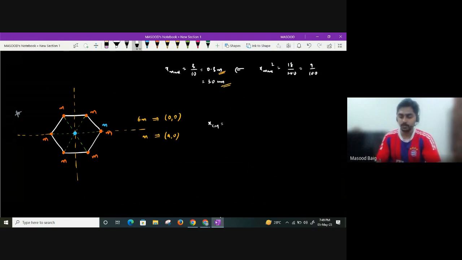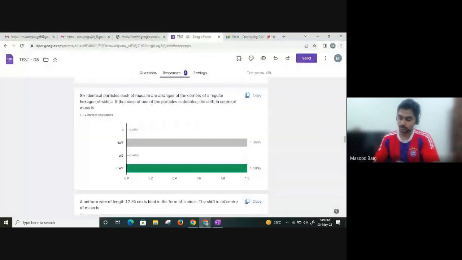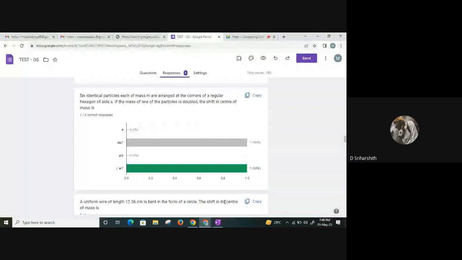Initially, if only 6m masses were there, it will be at the center. Now, if one of the masses is doubled, means an extra mass has been kept here. So what we can write is 6m into 0 plus m into a, divided by 6m plus m. So we'll get it as ma divided by 7m. The shift in the center of mass will be a divided by 7. Clear? Yes.